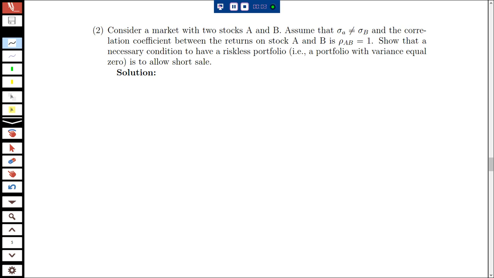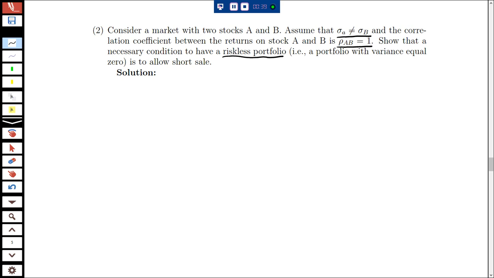Tutorial 2, question 2. Let's take a look. Consider a market with two stocks A and B. The standard deviations are different, and the correlation coefficient between the returns is 1. Show that a necessary condition to have a riskless portfolio is to allow short selling.